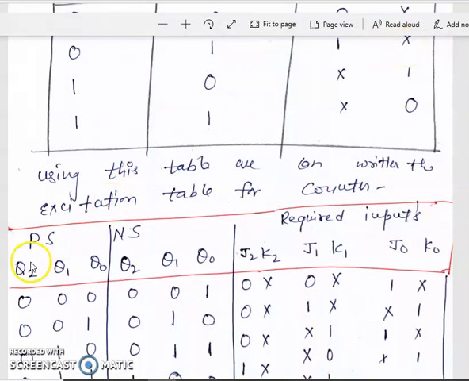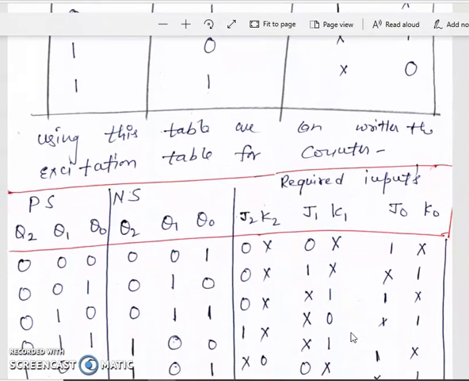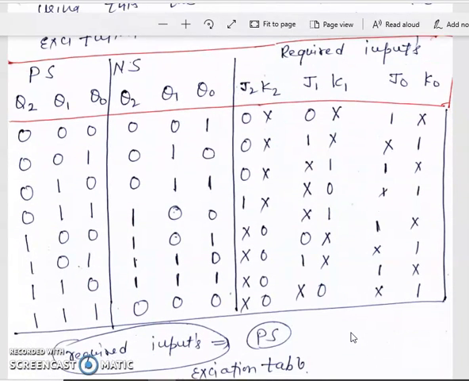don't care. And lastly Q2, that is the present state, is 0, and Q2 here, next state is 0. For 0 0 we have the 0 and cross. Similar to this process, we write the full table of remaining J and K inputs.